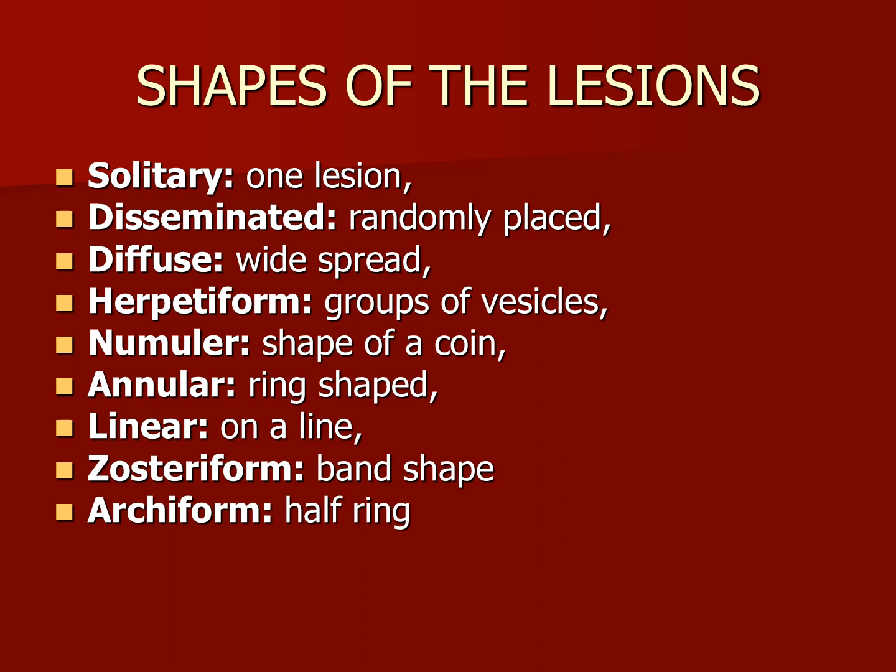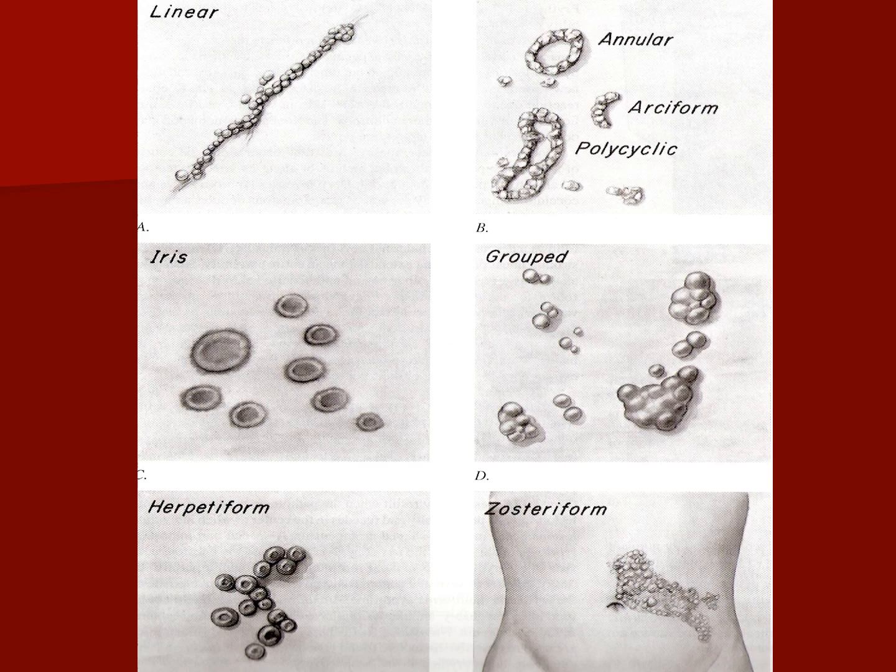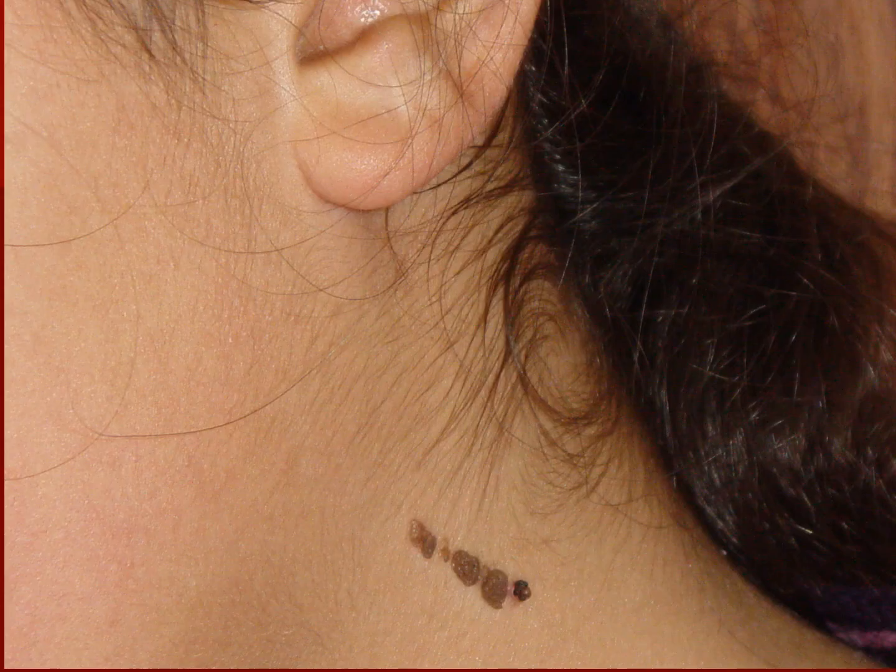Nummus, from the Latin language, means coin. Annular, ring shape. Linear, on a line. Zosteriform, band shape. Arciform, half ring. Here you can see the same shapes of lesions. Herpetiform, grouped. Zosteriform, like a line, grouped. This group is different on different places. Arciform, annular like a ring, polycyclic, and linear. But here we can see, like a line.